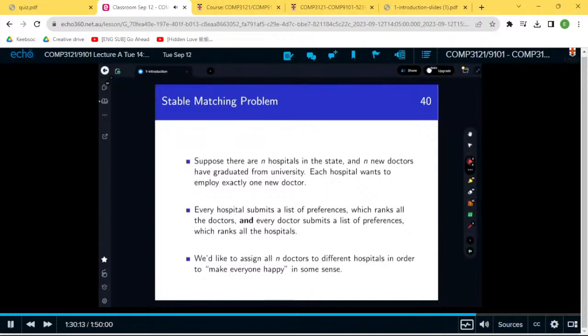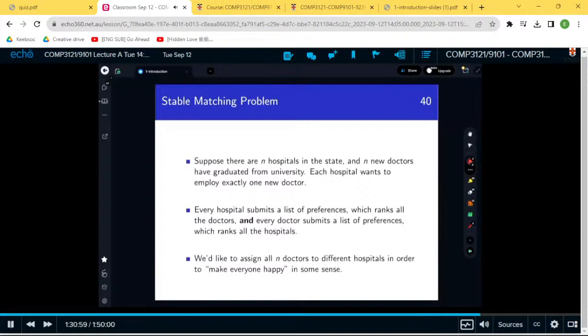Every hospital has a ranking over all the doctors. Ideally they want to employ their first ranked candidate, but they might not be able to, so they have a preference list over all the doctors. Now the doctors on their side also have a preference over all the hospitals. Let's say that we have access to all of this information. For every hospital, we have the ranking of all the doctors. For every doctor, we have the ranking over all the hospitals. And now we'd like to assign the doctors to hospitals in order to make everybody happy.